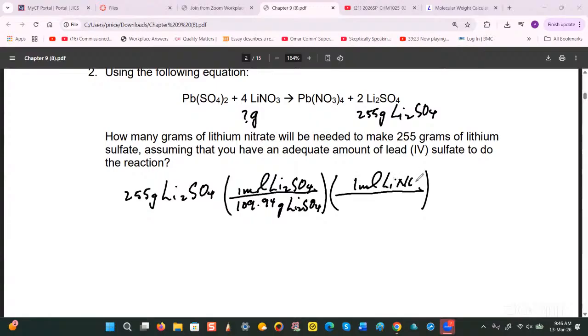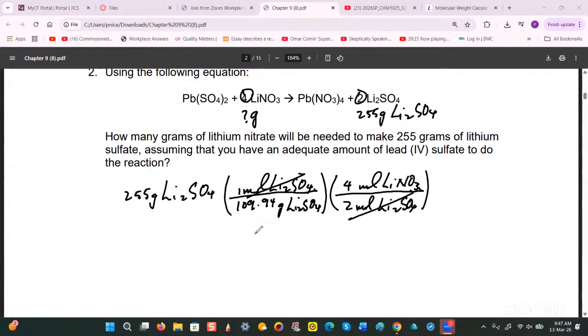Because remember, if you're looking at the mole relationship, we're going to use these numbers, the coefficients. You see what I'm saying? So I wouldn't put 1 there. I would put 2 here, 4 here for the lithium nitrate, because that's the coefficient before the lithium nitrate. And what would I put down here? 2 moles of lithium sulfate. All right? So that this will cancel out with that.